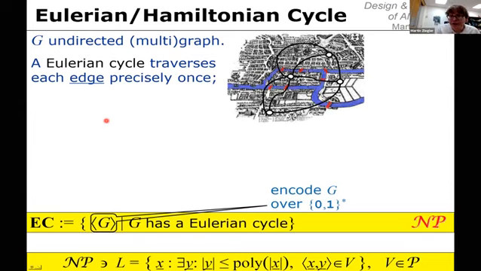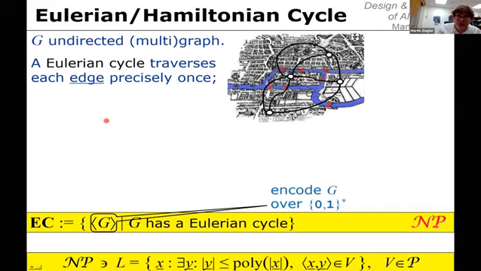And for each successor, check whether there is indeed an edge in the graph connecting the previous to the current vertex. Otherwise, this is not a cycle, right? The cycle may only follow edges that are present in the graph. And finally, check whether in this cycle really every vertex occurs precisely once. That's also easy to check.